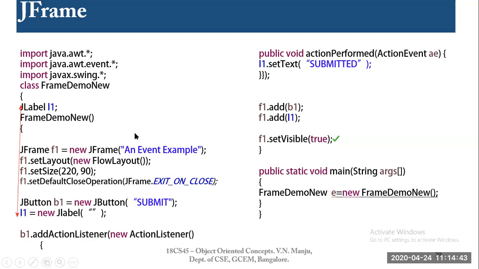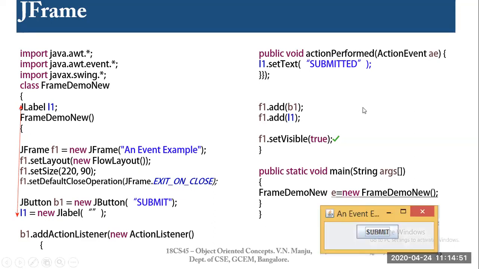And when you execute it, you will get the output like this. See here, I can show you the output. You will get a Submit button. When I press Submit, it will come as Submitted. That much only. This much is only JFrames. Now I'm just going to show you there is a little modification in executing the program. So I'll show you how to do it in your Eclipse.